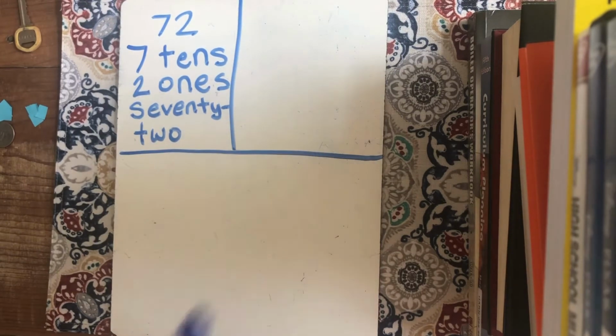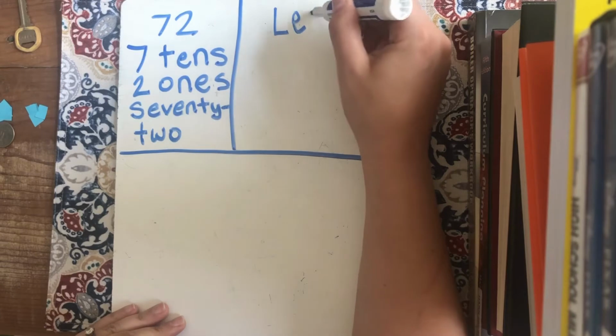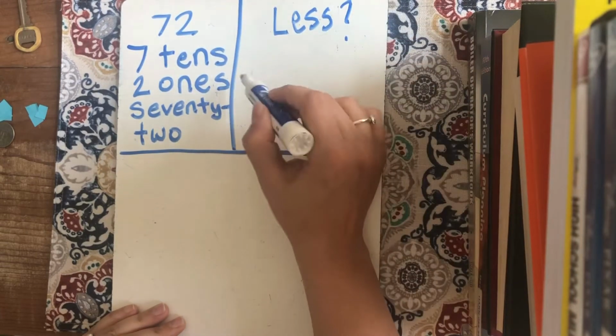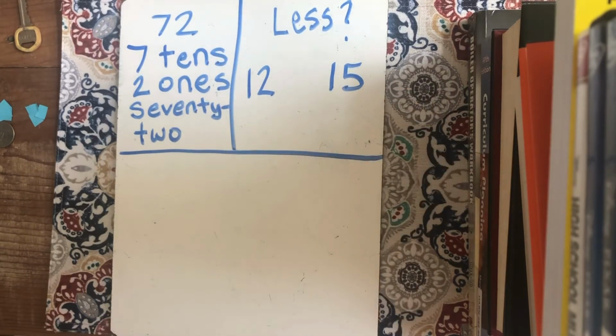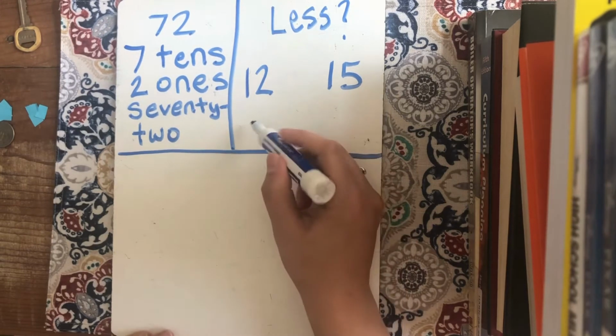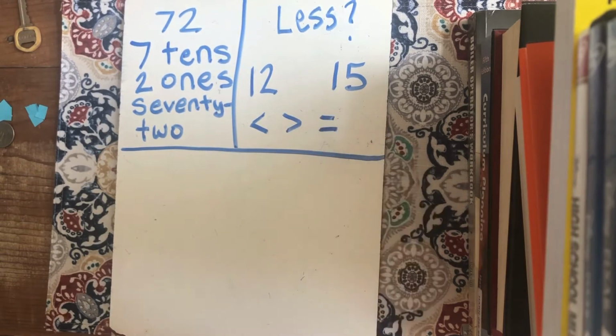Moving into our second box, which is greater than, less than this week. We are going to start with less, so which one has less? Okay, so I've got 12 and 15. So which symbol would go between the 12 and the 15? Would it be less than, greater than, equal to? Okay, so which one has less? That's my question. Which one has less? The 12 has less. How do we know that?